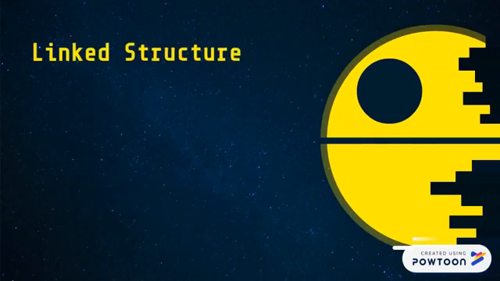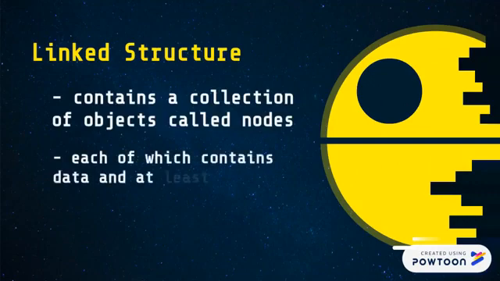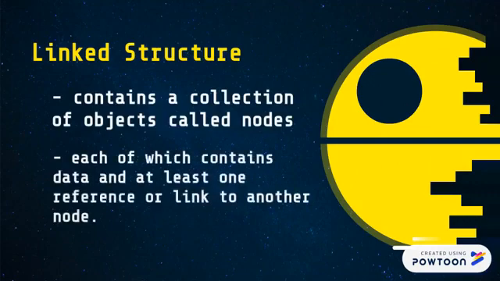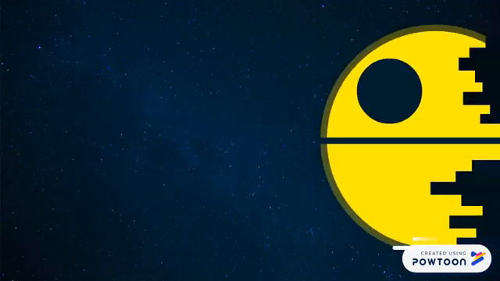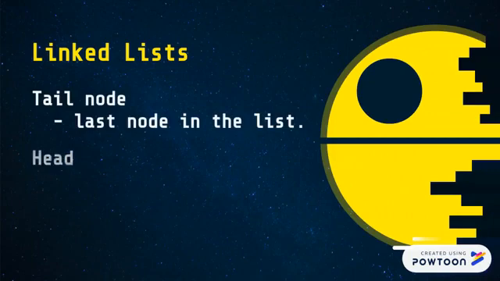A linked structure contains a collection of objects called nodes, each of which contains data and at least one reference or link to another node. The nodes are connected in sequence to form a linear list. The last node in the list, commonly called the tail node, is indicated by a null link reference.